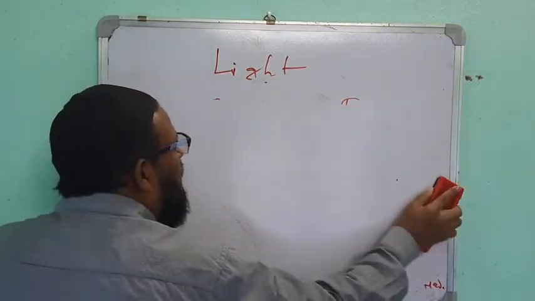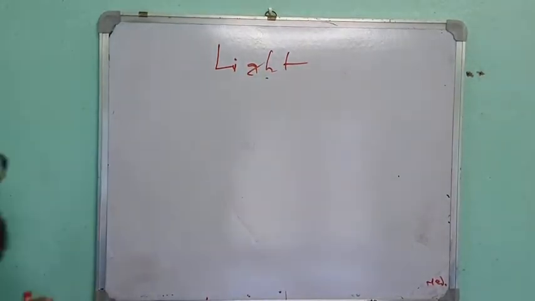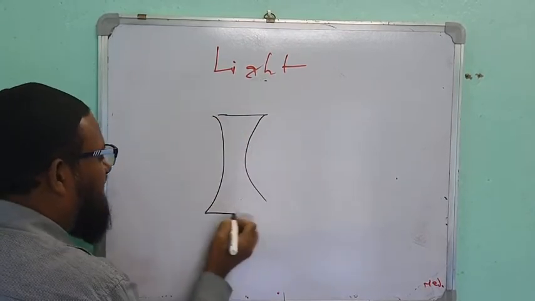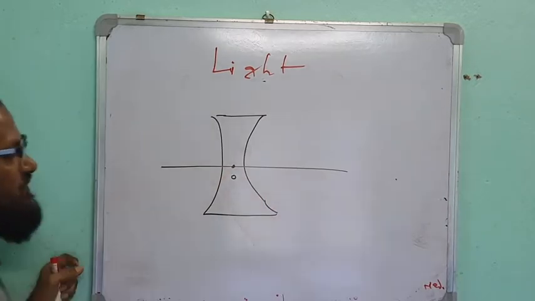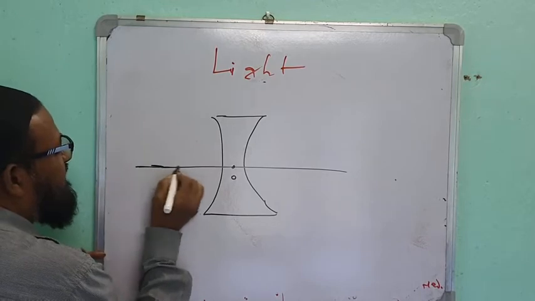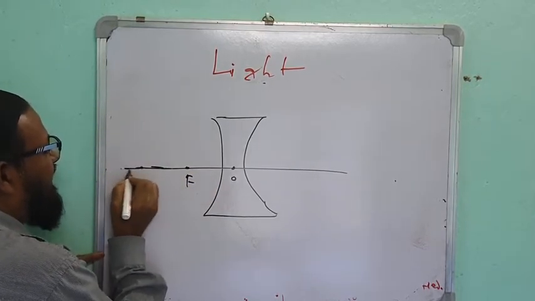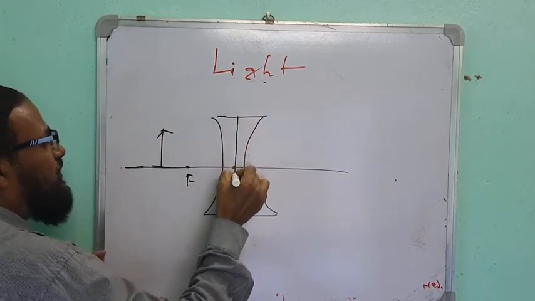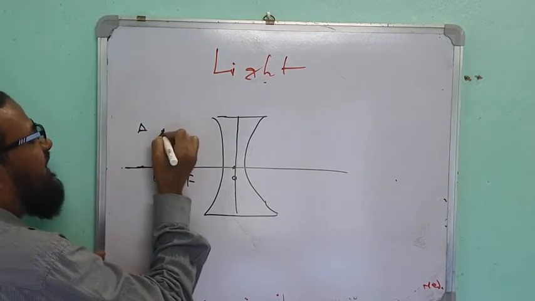Now I am going to draw the figure for a concave lens. Be careful, concave lens. This is the optical center. This is the principal axis. Here is the F, and here is the F. This is A, up to here. This is B.